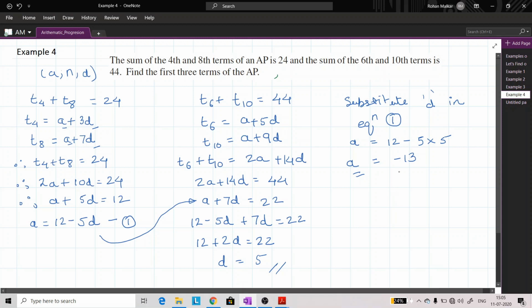So the first term I found out was minus 13. So the second term a2 will be equal to minus 13 plus 5. This will turn out to be minus 8. And similarly the third term, a3, will be equal to minus 8 plus 5, which turns out to be minus 3. So the first three terms of the AP are minus 13, minus 8 and minus 3.